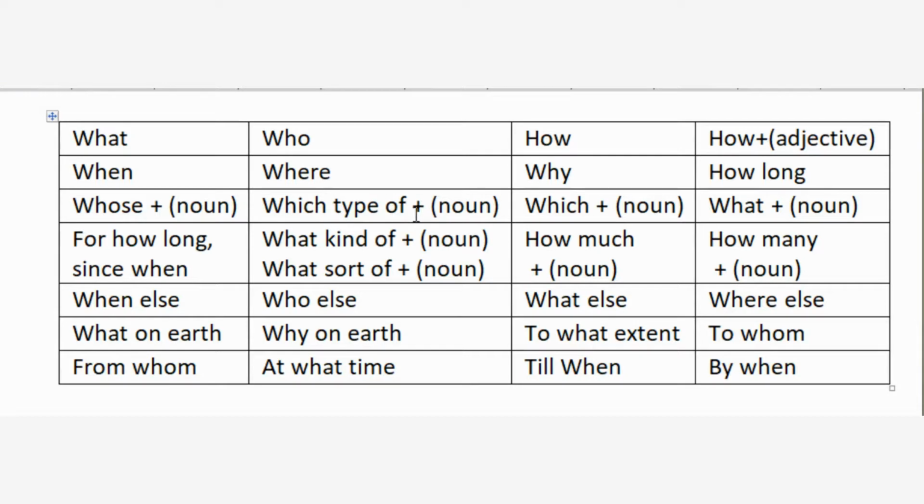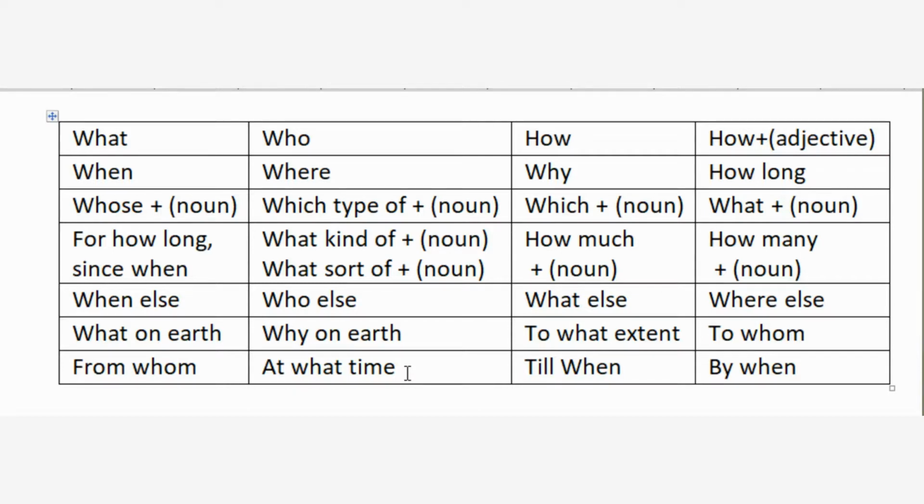For example, which type of, you are not going to use the auxiliary after which or type or of. You are going to use the auxiliary after the noun. Which type of dresses do you like? Which type of dresses? After dresses, after the noun, you are going to use the auxiliary. Which type of dresses do you like? And you can take any of the examples from here. You are going to use the auxiliary after the phrase, not after the first word or the second word. For example, at what time do you do exercise? At what time? After at what time, you are using the auxiliary do.